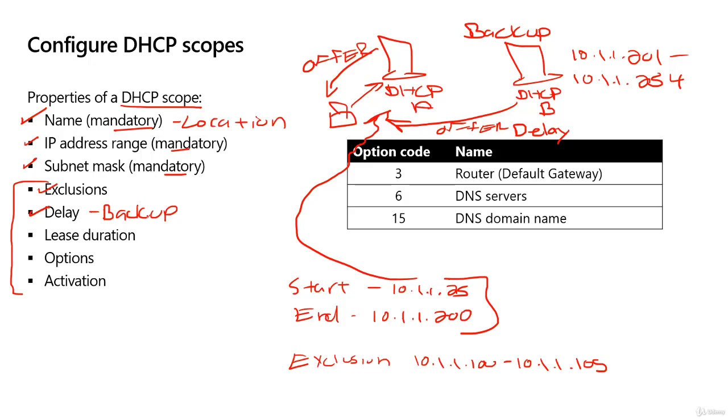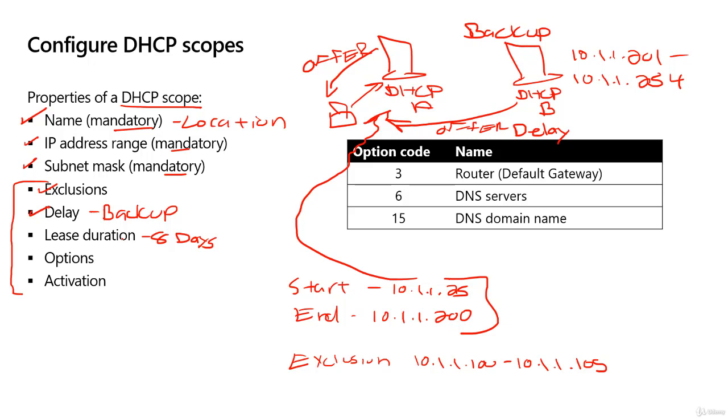We also can define the lease duration. Now, the default is 8 days. You can set it to whatever you like. Many environments will set it to be less than that. That is nothing but the amount of time that says when DHCP leases you an IP address, it will hold on to it for that number of days.